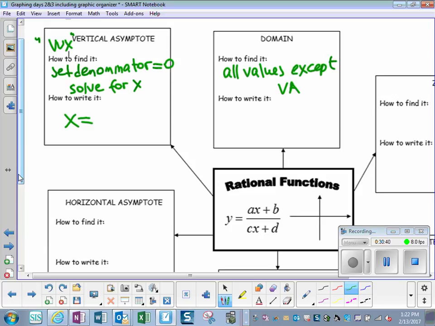And then we can use either set builder: all x such that x not equal to our VA, vertical asymptote, or you could use interval notation from negative infinity to my VA value, union VA value to infinity. Parentheses so that we don't include that restricted value.